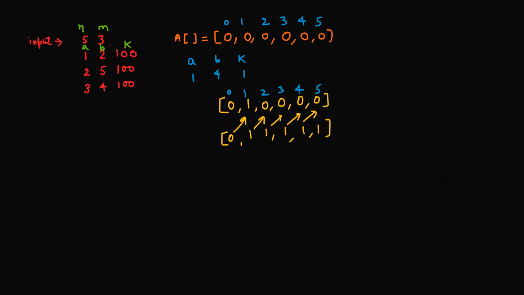To remove this side effect, what we can do: if they ask us to add 1 from index 1, we have added 1. And we know we have to add up to 4. So instead of this, we will add 1 here and subtract 1 at b plus 1, which means the 5th index. So this is the index.